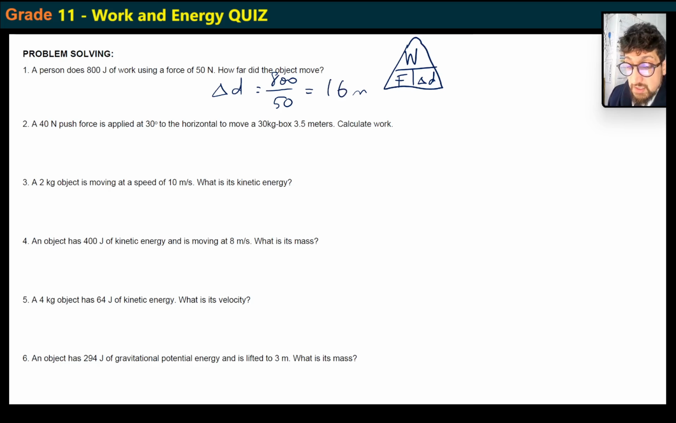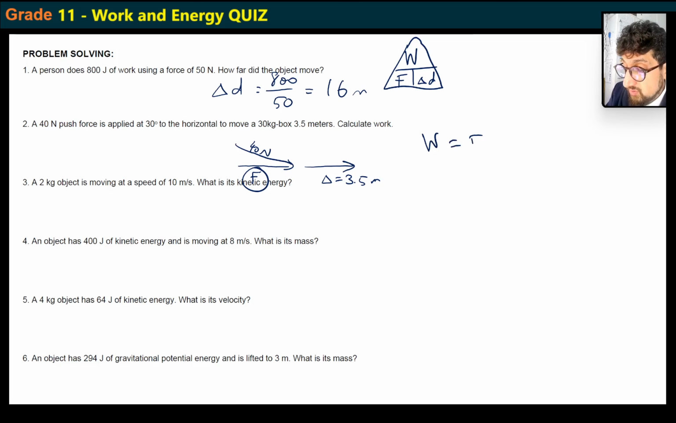16 meters. A 40 Newton push force is applied at 30 degrees to the horizontal to move a 30 kilogram box, 3.5 meters. Calculate the work. So I've got 40 newtons and it's at a horizontal. I want this force here. I don't want that one. And the push is here. So the displacement is equal to 3.5 meters. Okay. So what do I need? The mass doesn't matter. That's just there. Sometimes you have extra information.